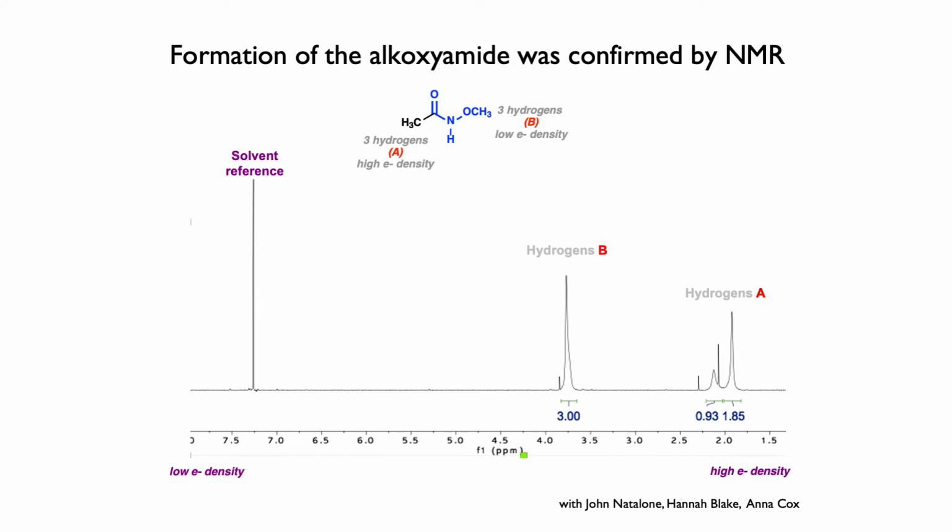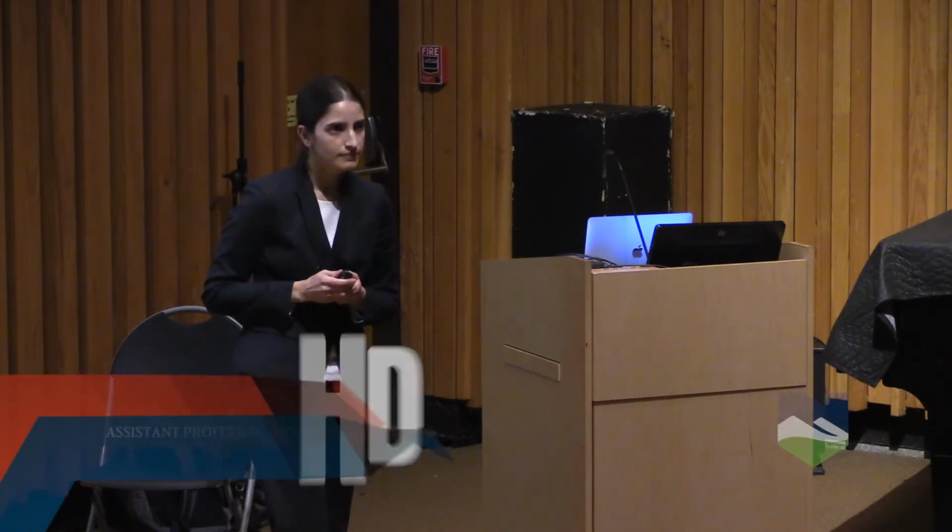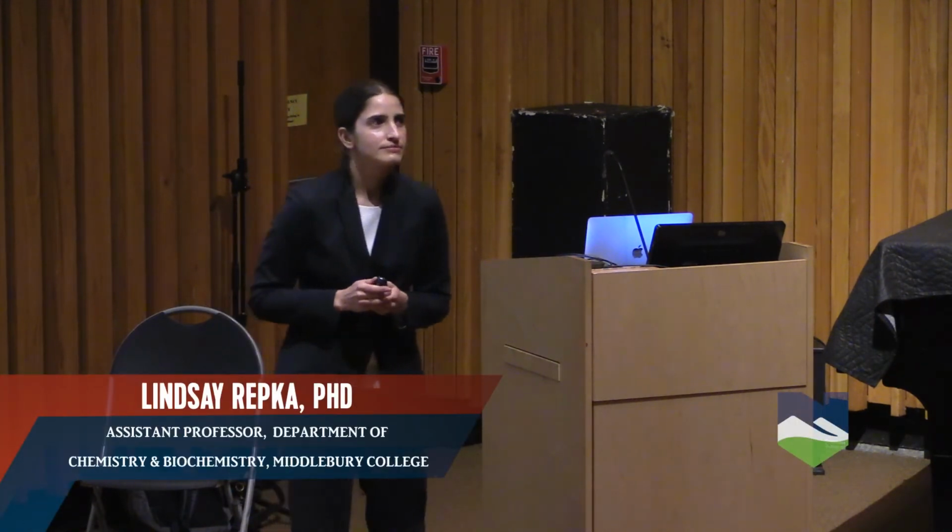So NMR tells us the number of atoms we have, in this case hydrogens, in a particular environment, and it also gives us a sense of the electron density around them. Does that make sense? MRI is very similar, except that water molecules are what are generally analyzed, not something like this.